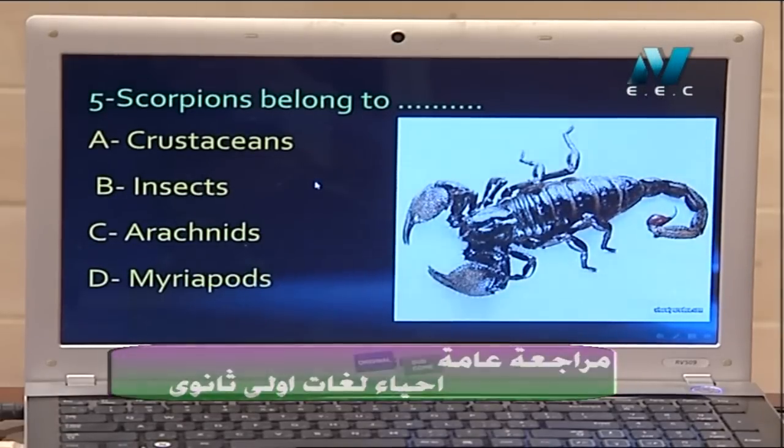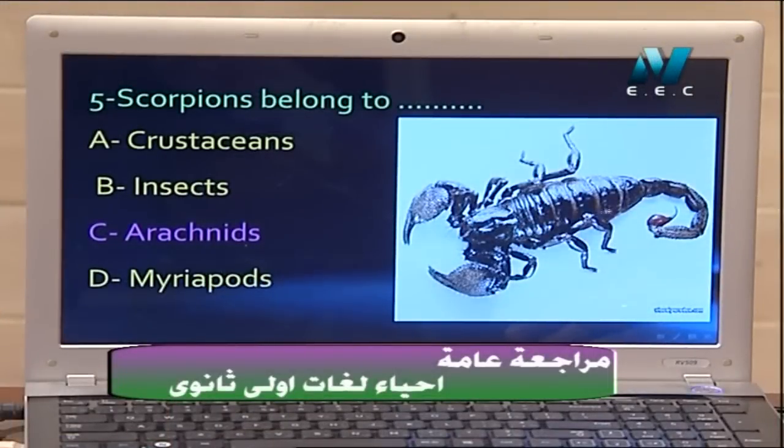Let's discuss together this question. This question talks about the scorpion. Scorpion is related to the class called Arachnida. Let's discuss together the main characteristics of Arachnida. When you look to the picture in front of you, you will see this living organism has no separate head. The head is combined with the thorax and makes this area called cephalothorax.